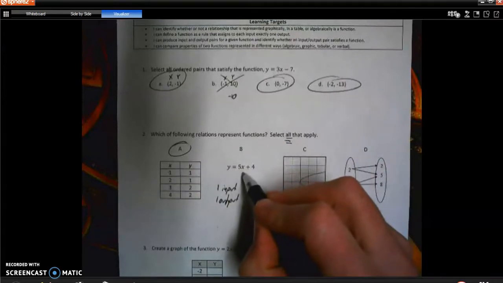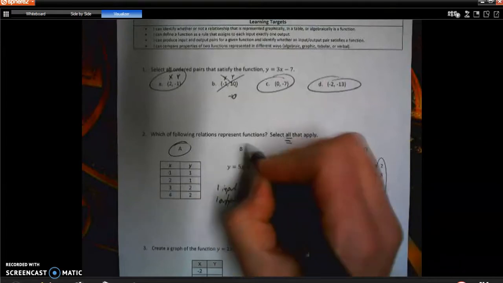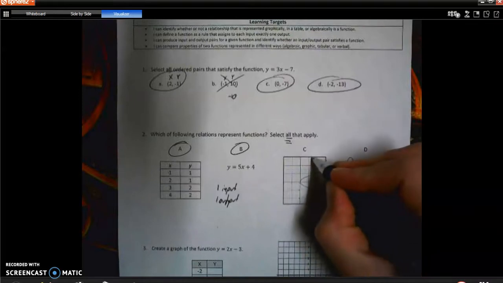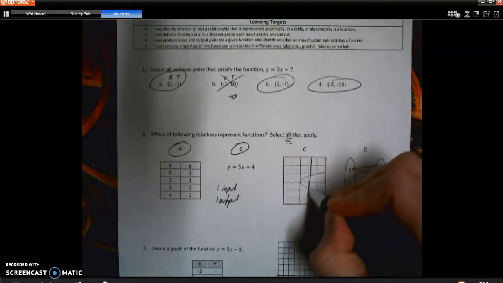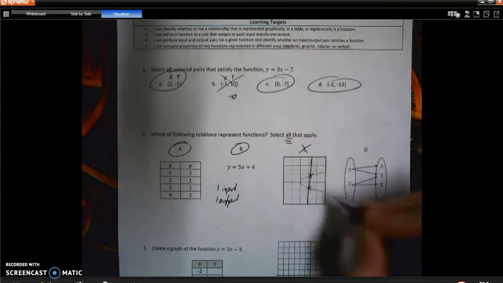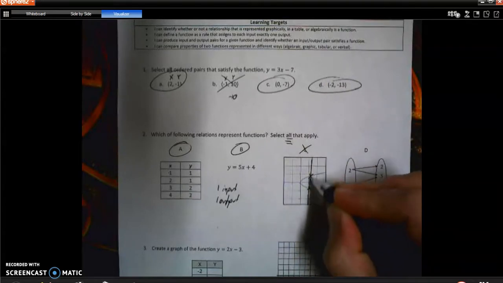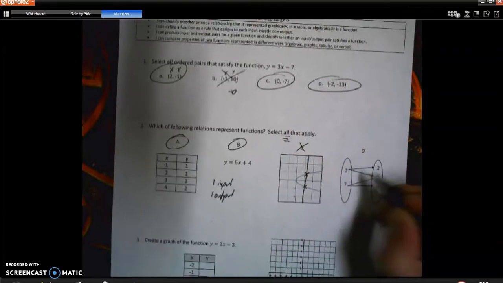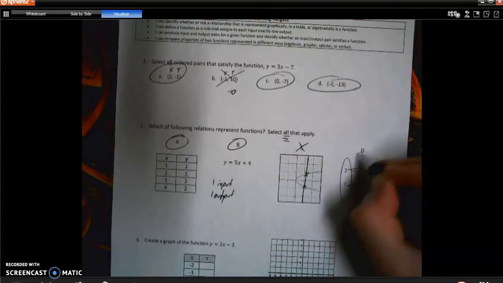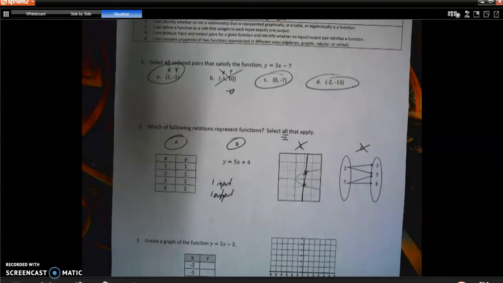y equals 5x plus 4. We have an input, an output, an x, and a y. That's a function. Now remember, on graphs, if you do the vertical line test, meaning if you draw a vertical line down the middle, if it hits more than once, then it's not a function. That means one input and two outputs. Same here. If I plug in a 2, I should only get out one number. But in this case, I get out a 2 and a 5. That is also not a function.